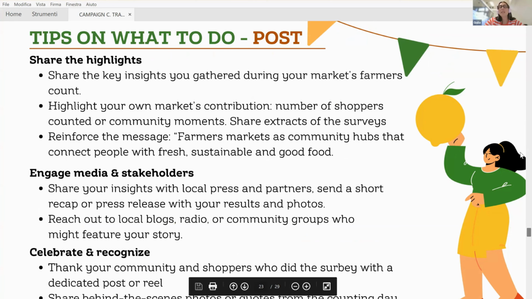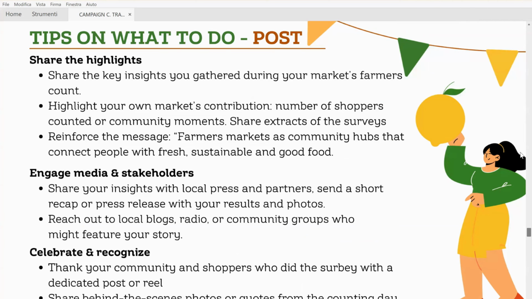In the post phase of the campaign, what you want to do is to share the key insights that you gathered. At the end, we will provide you some insights, but of course, you will have some personalized insights based on the data that you collected. So you can just keep sharing or start sharing that data.